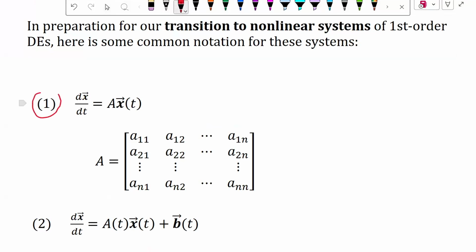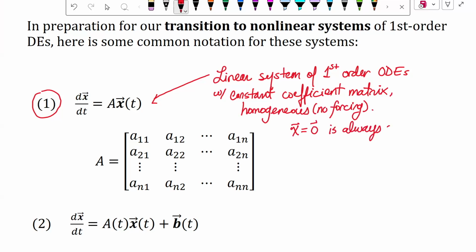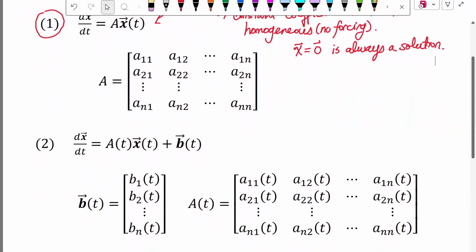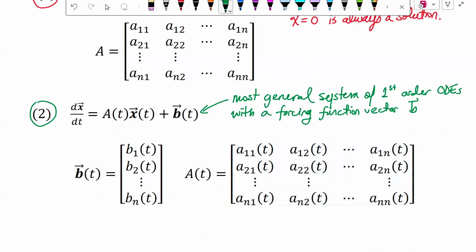The most general way to write a linear system of first-order differential equations with constant coefficients is like this. In the case of a homogeneous system, the zero vector is always going to be a solution. The next most general linear system is one where the matrix has possibly time-dependent coefficients and there is a forcing function. That's system 2. The forcing function is going to be a vector of possibly time-dependent entries, and the matrix is n by n and possibly also has time-dependent entries.